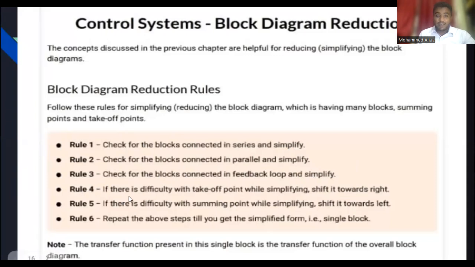Rule 4, if there is difficulty with a takeoff point while simplifying, shift it towards the right. If there is difficulty with a summing point while simplifying, shift it towards the left. Repeat the above steps till you get the simplified form. The transfer function present in the single block is the transfer function of the overall block diagram. Note it down.